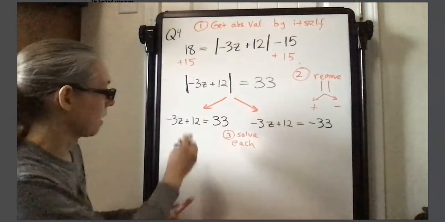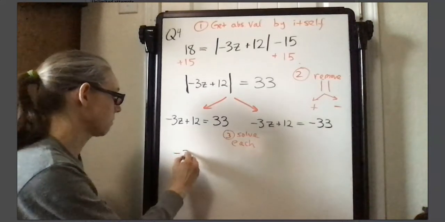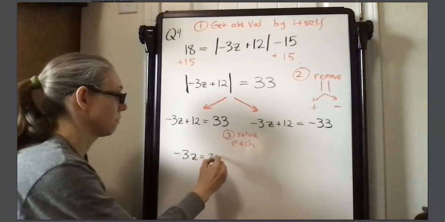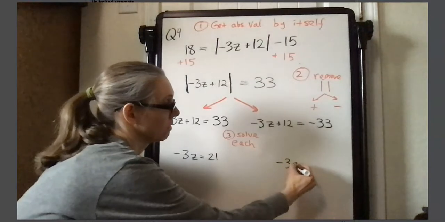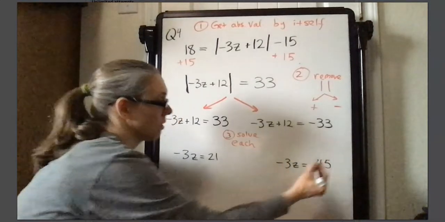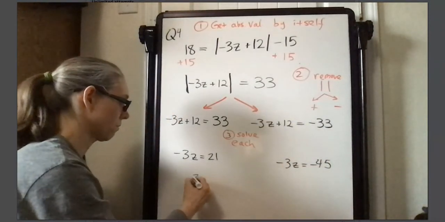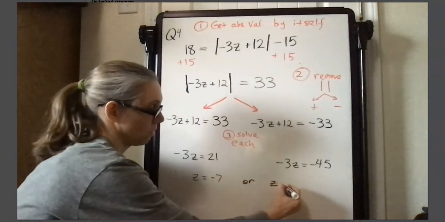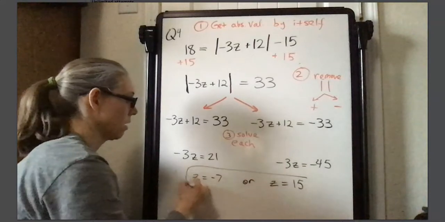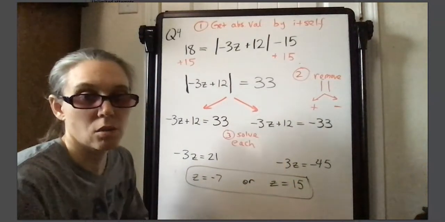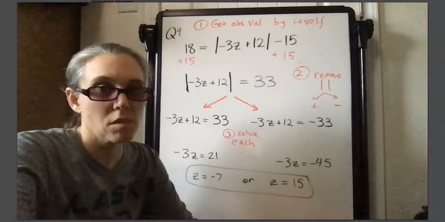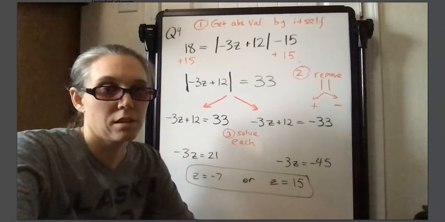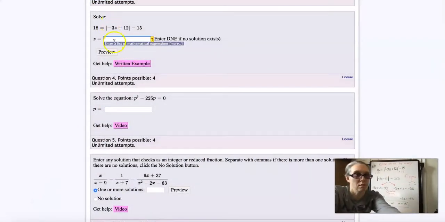So we begin by subtracting 12 from both sides. Subtracting 12 again over here. Then divide both sides by negative 3. So we end up with z is equal to negative 7, or z is equal to 15. So that's the work you would want to show on that. So negative 7 or 15. Okay.